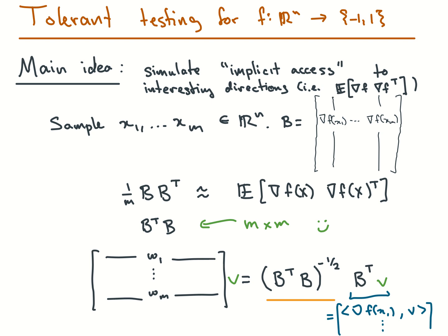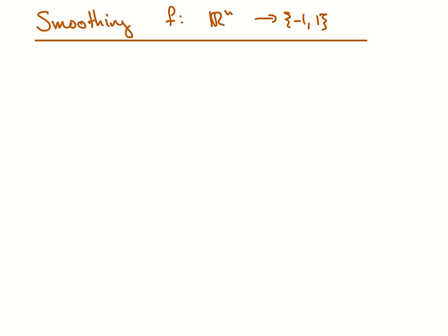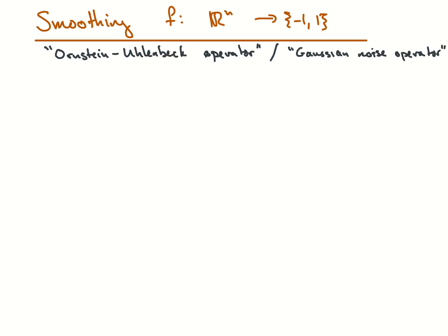Now, I realize that the outline that I just gave is probably quite cryptic, and so what I want to do next is go back and give a few more details and explain things a little bit better. Let me start with the notion of smoothness that we're going to use. In particular, we're going to smooth functions by applying what's known as the Ornstein-Uhlenbeck operator, or the Gaussian noise operator. It's defined like this.